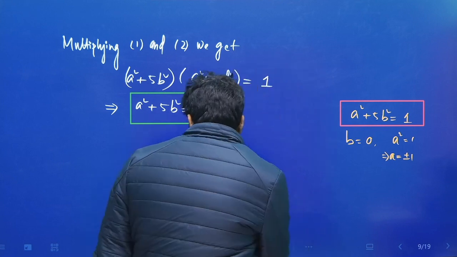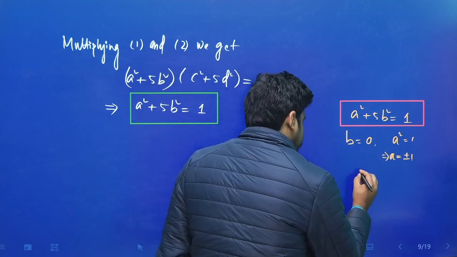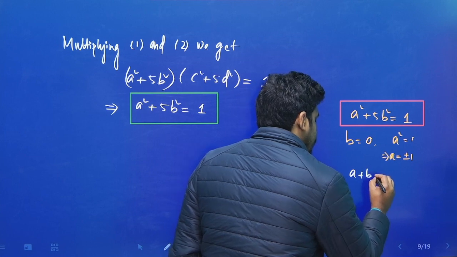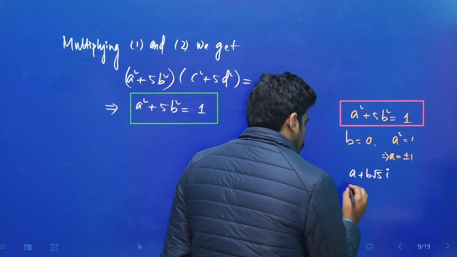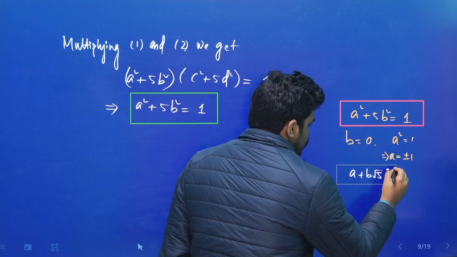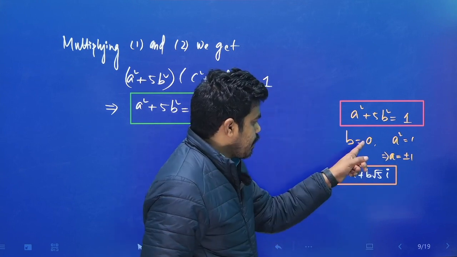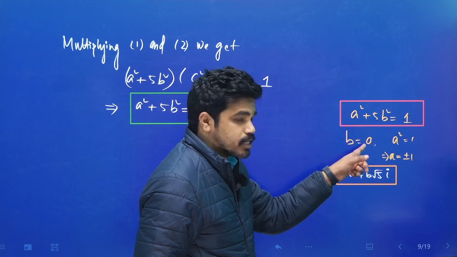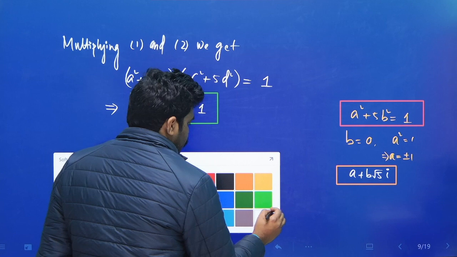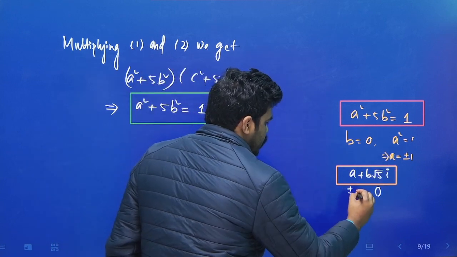তাহলে আমি ইউনিটস এলিমেন্টে কি কনসিডার করেছি, we consider the unit of Z[√5i] is a + b√5i. We consider this is a unit element, right? ঠিক আছে, তাহলে তুমি এই রিলেশন থেকে কি পাচ্ছ, b is equal to 0, a is equal to plus minus 1.